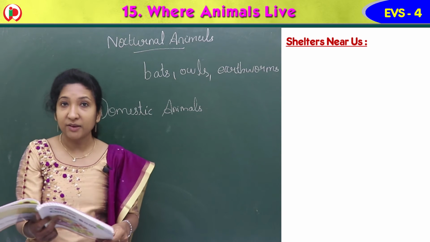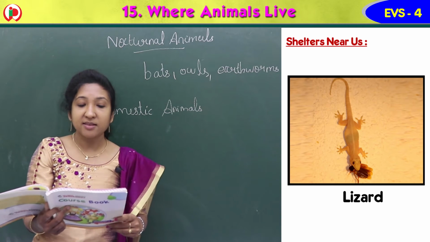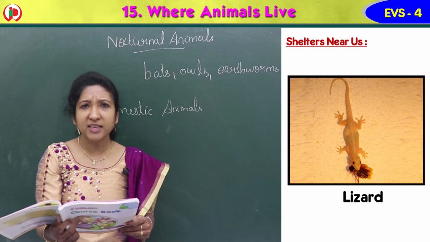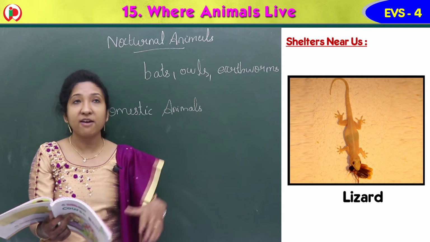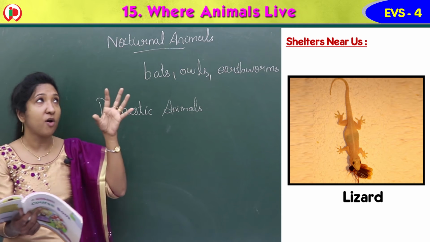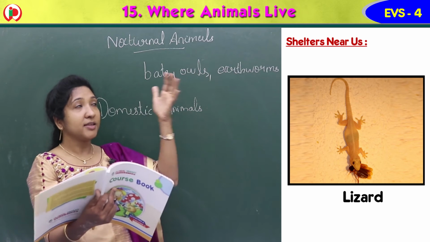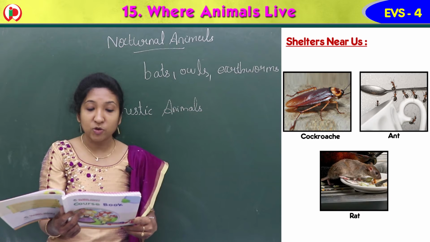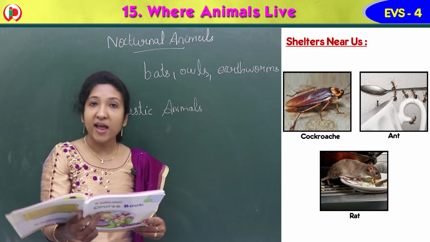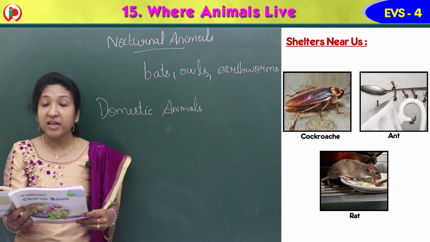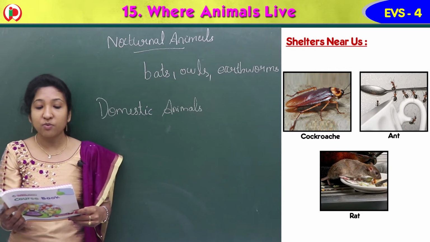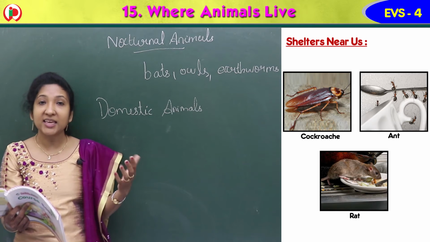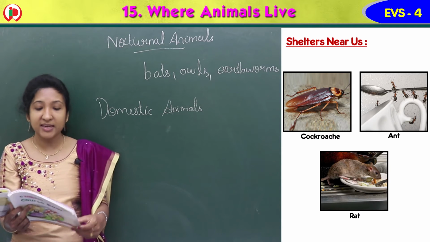You may see lizards catching insects on the walls of your house. Have you seen? Yes. Mostly everywhere in the house, on the walls, lizards are catching insects and eating them. You might also see cockroaches, ants and rats in your kitchen, and a spider's web somewhere with insects caught in it. These are all things that we can see in our house itself, isn't it?